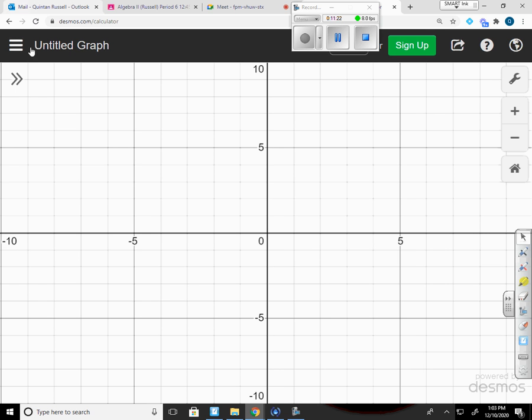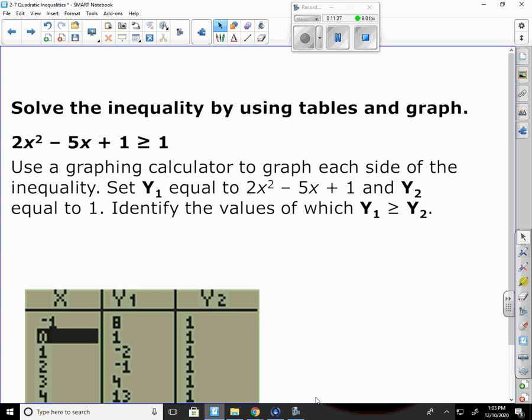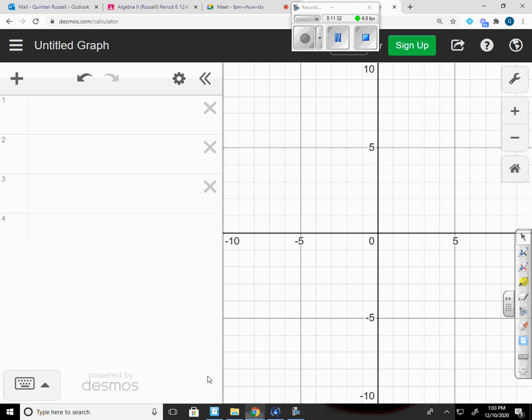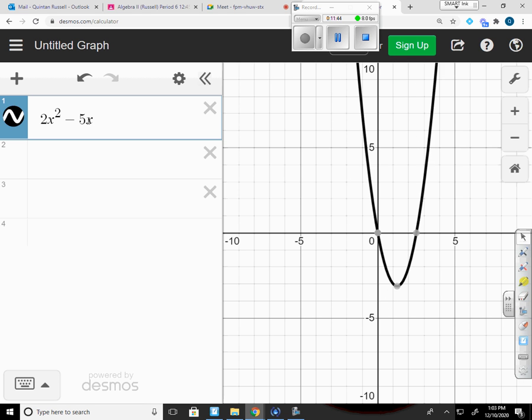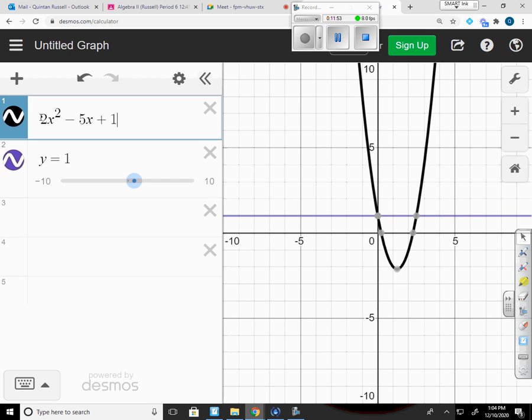Okay, now let's put our equations in. So I have 2x squared minus 5x plus 1. And then my other equation is just 1. So I do y equals. See, it's a good habit to get into. Without it, I messed up.